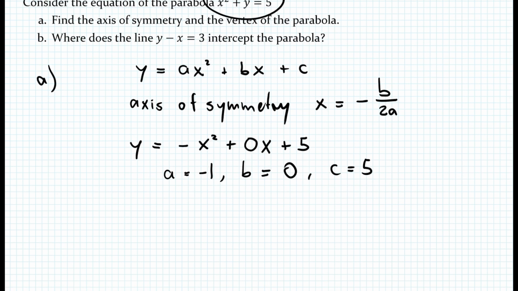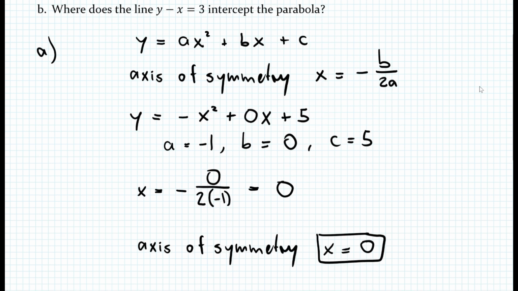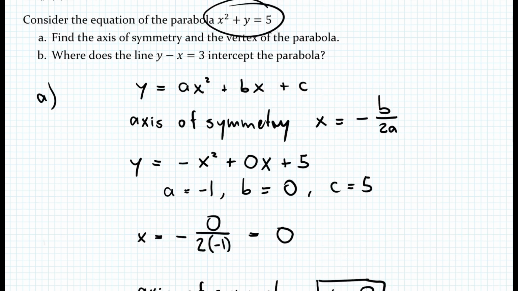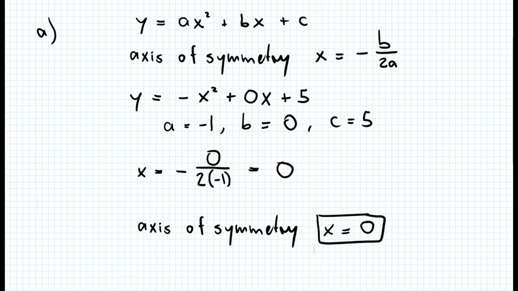So that means that the axis of symmetry here, x is equal to negative b over 2a, so we know b is 0, divided by 2 times negative 1. So here it really doesn't matter what we divide the 0 by because the answer is still going to be 0. So it turns out that the axis of symmetry is equal to 0. Okay, so now that we have the axis of symmetry, we can now find the vertex of the parabola.